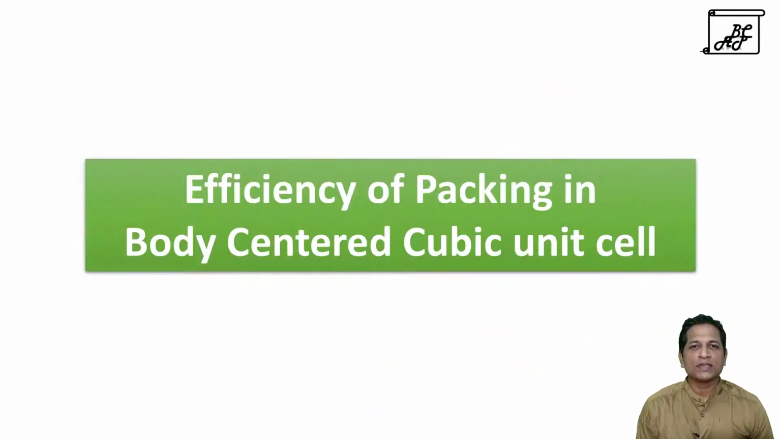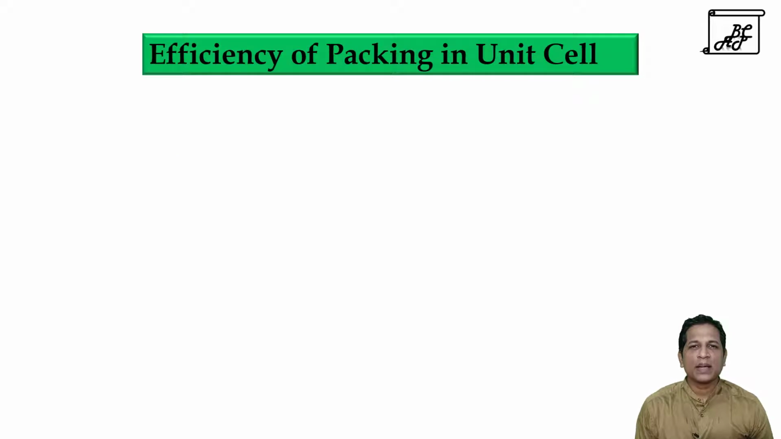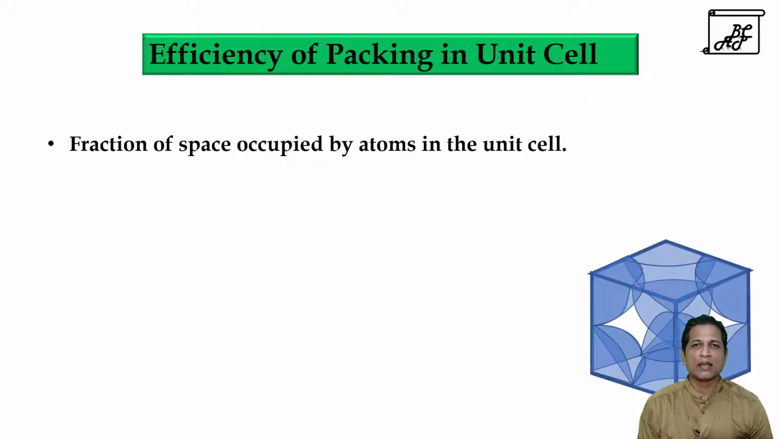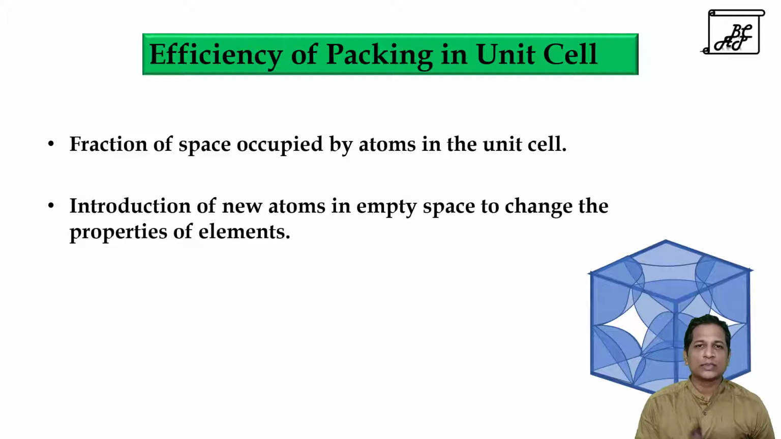In my last video we have learned efficiency of packing in case of simple cubic unit cell. In this video we will learn efficiency of packing in case of body centered cubic unit cell. Just to summarize, efficiency of packing is the fraction of space occupied by atoms in the unit cell. We learn this to know what is the empty space present in the unit cell for the introduction of new elements and to change the properties of the substance.